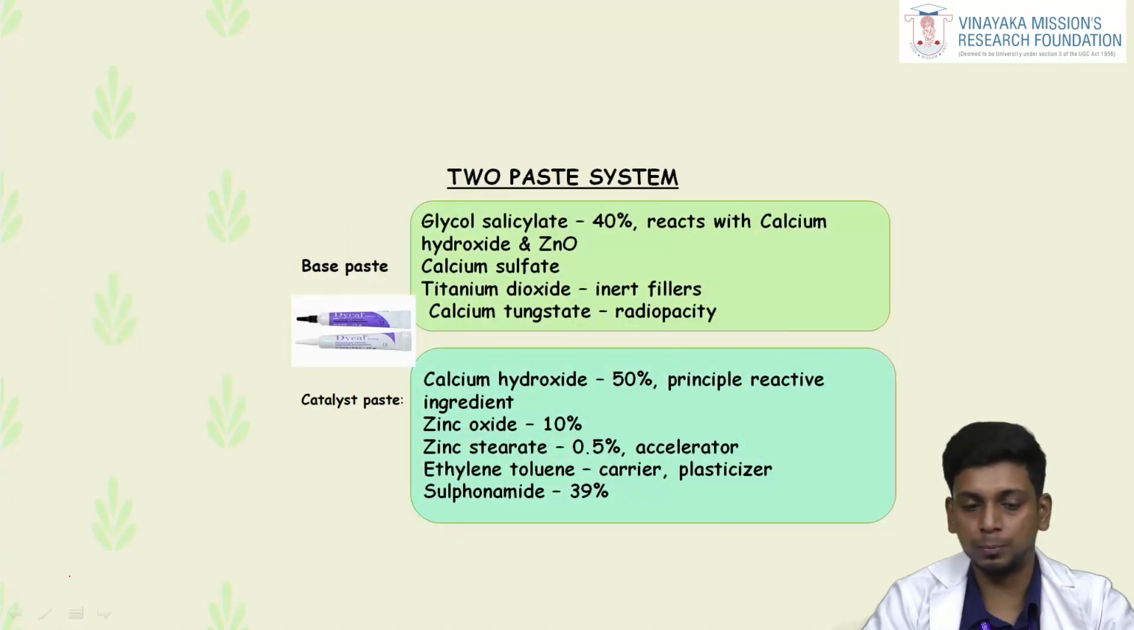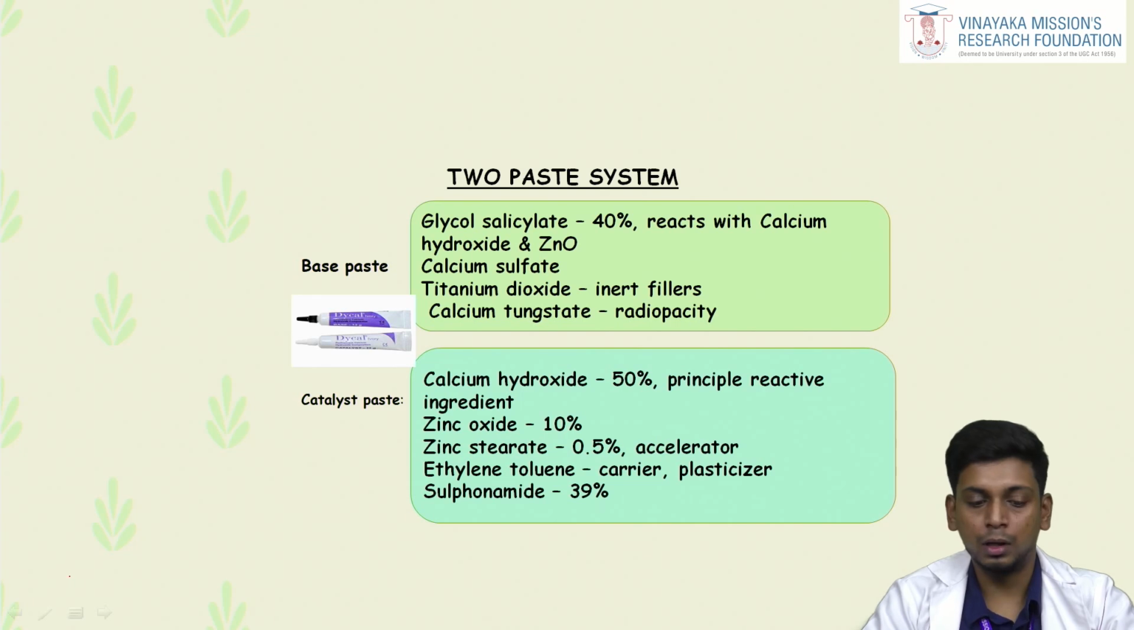Moving on to the two-phase system. The two-phase system consists of a base paste and a catalyst paste. The base paste contains glycol salicylate, which is 40%. It reacts with calcium hydroxide and zinc oxide. Calcium sulfate is followed by titanium dioxide, which is an inert filler, and also calcium tungstate, which provides the radiopacity for the paste.